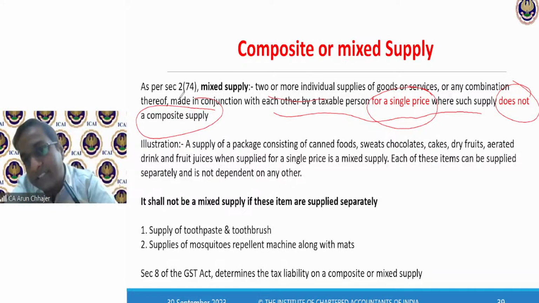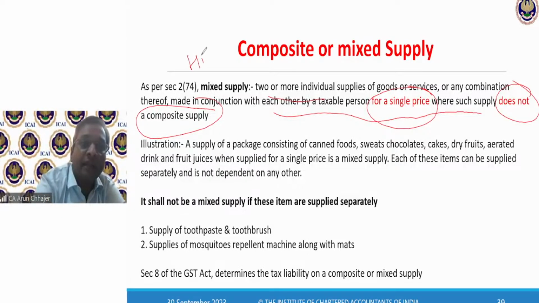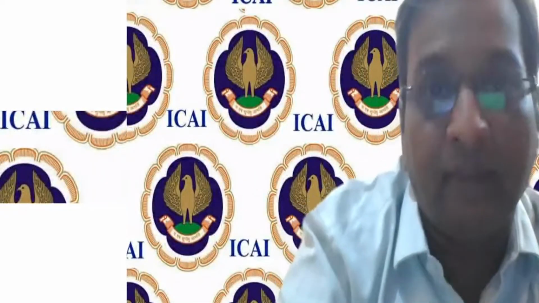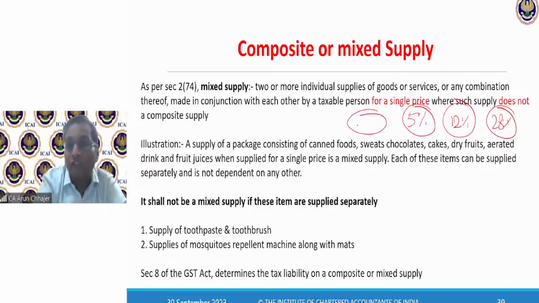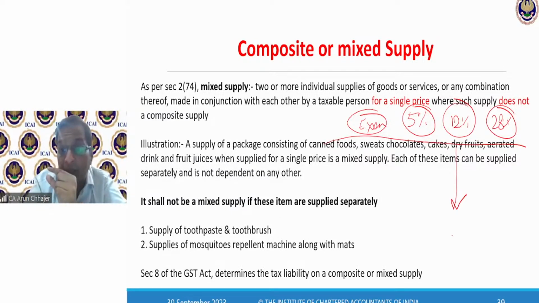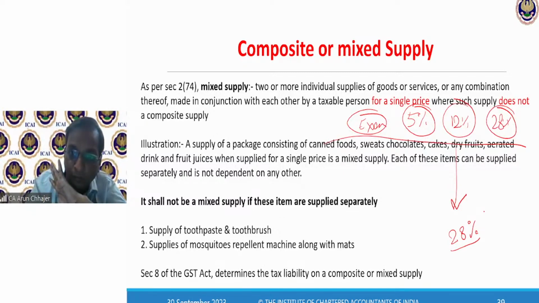So what is the difference between composite and mixed supply? If the combo is mixed supply, then it would be chargeable at the highest rate. Suppose one element is taxable at 5%, one constituent is chargeable at 12%, one constituent is chargeable at 28%, and one constituent is exempt in GST. And suppose it is not a composite supply and a single price is being charged. In that case, we can say that on this particular supply, the 28% would be levied. The highest tax rate would be levied on that particular mixed supply.